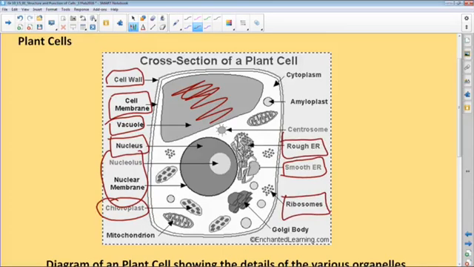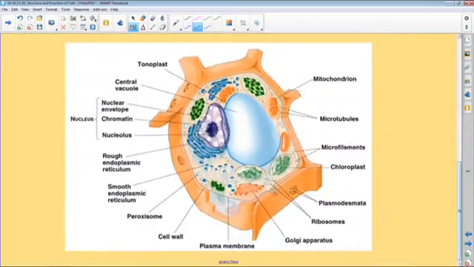And then, of course, we have the 3D structure. Have a look at that. Your tonoplast, it's a new word that you've heard. That is the membrane around the vacuole. Next one, you get your central vacuole. It just means that it's this part here.